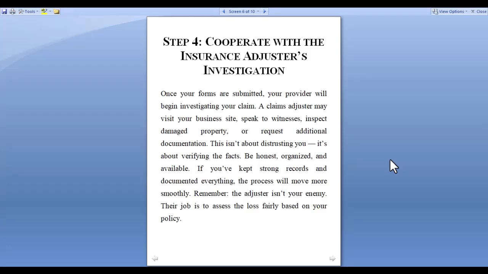If you've kept strong records and documented everything, the process will move more smoothly. Remember, the adjuster isn't your enemy. Their job is to assess the loss fairly based on your policy. So now let's go to the next step.